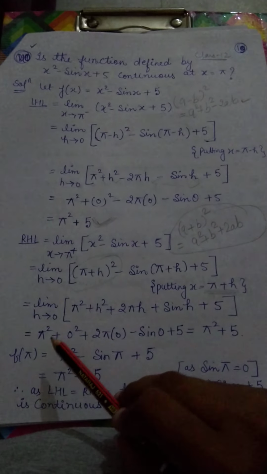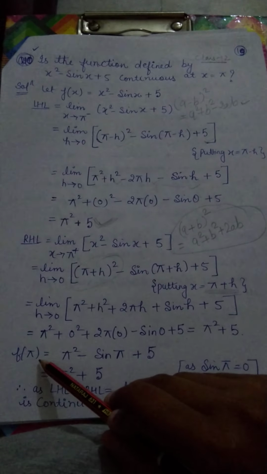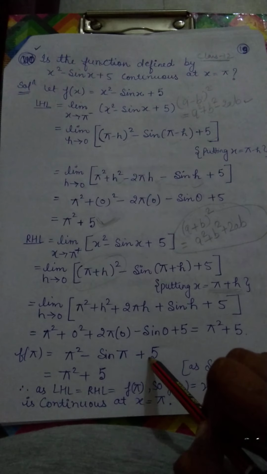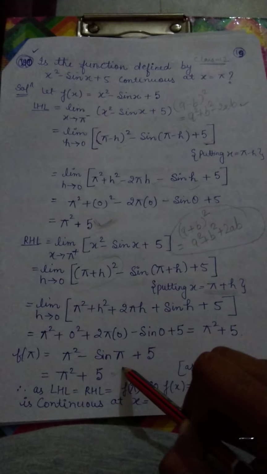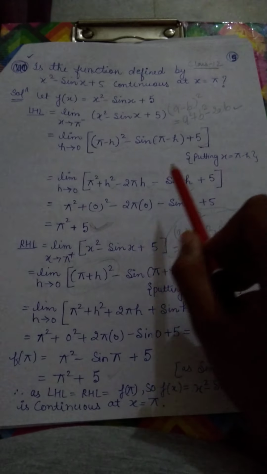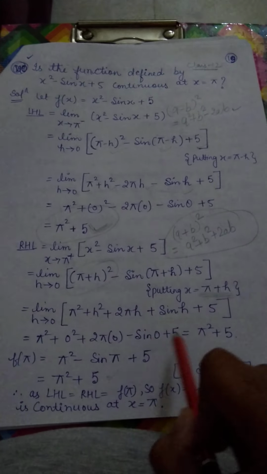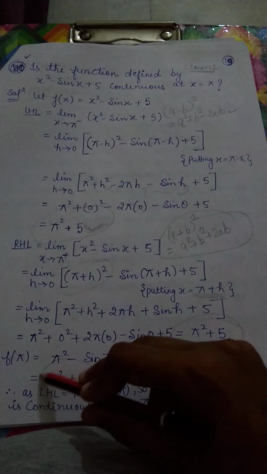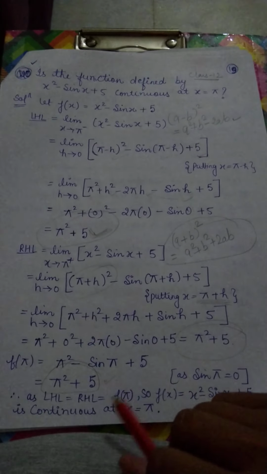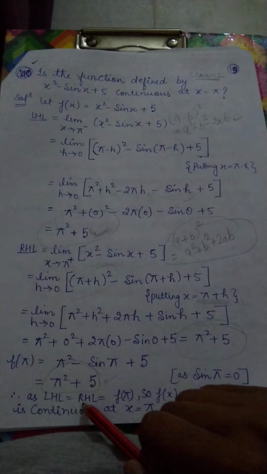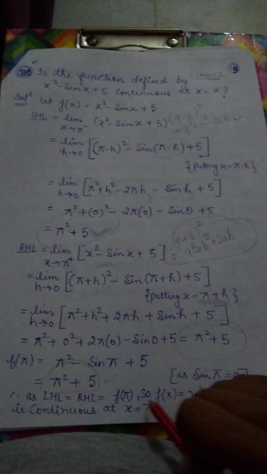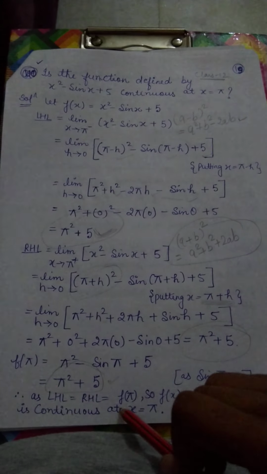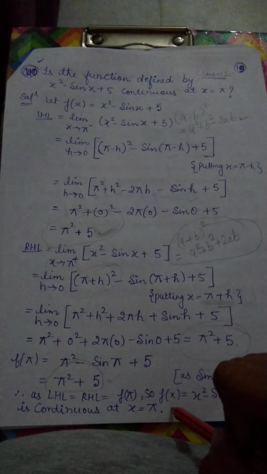Now I will put बच्चे in the function value, and how will I get the function value? That is pi square minus sin pi plus 5. Again I will get this, and you will find your LHL value, your RHL value, and your fx value, these three are the same. So finally I will conclude that as LHL is equal to RHL is equal to f of pi, this function x square minus sin x plus 5 is continuous at x is equal to pi.